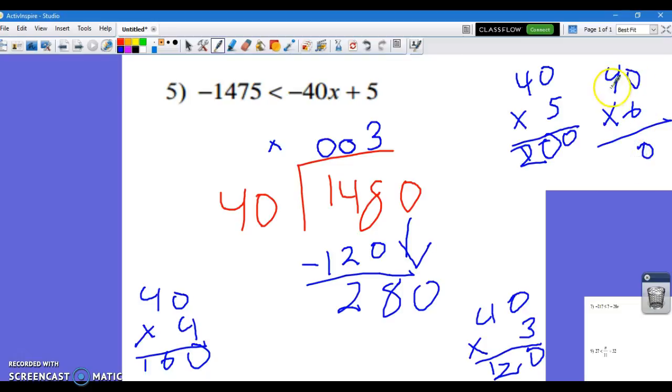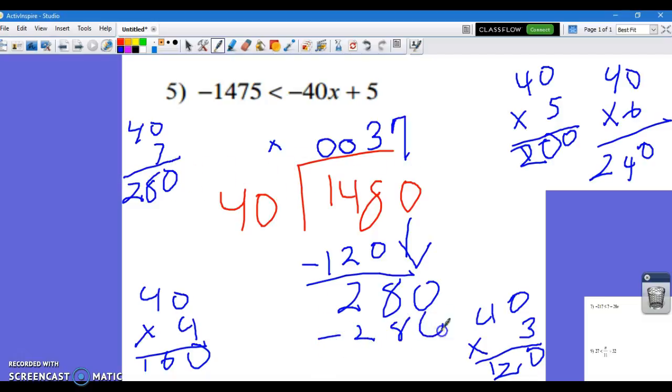0 times 6 is 0. 4 times 6 is 24. That's 240. Perhaps you think it will go in one more time. Try that over here at 7. 280. Oh my gosh, it's perfect, isn't it? 7 times 40, 280. I'm at 0, finally. This is how I got 37 for my answer. Wanted to be sure you knew that.